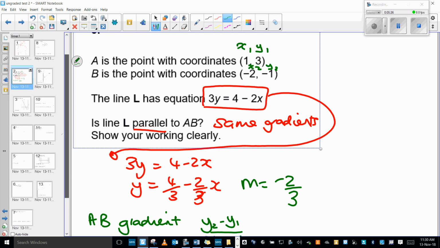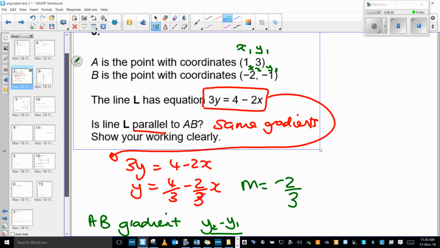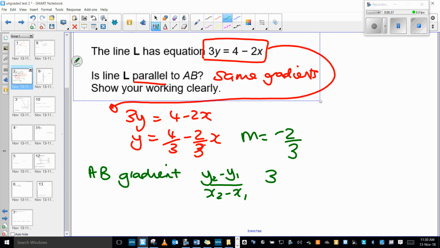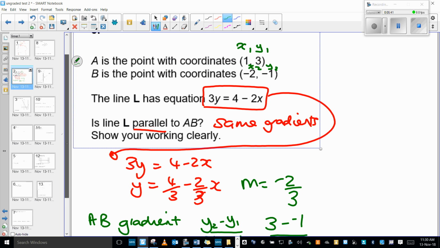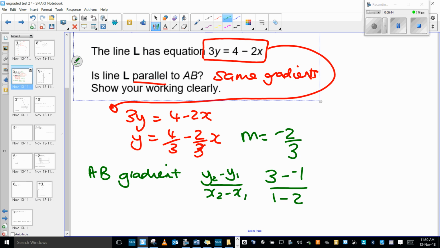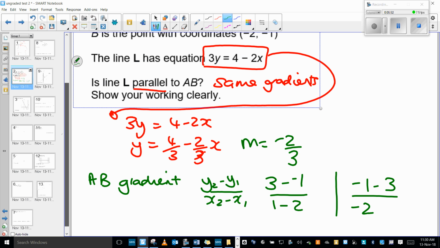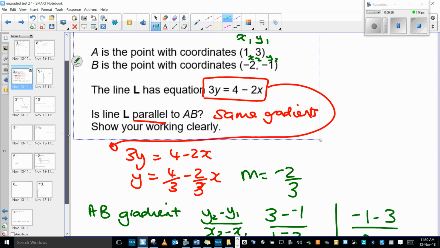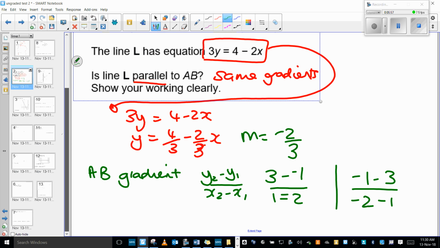And remember, at least one person did switch them around. Remember, it doesn't matter which one is 1 and 2 as long as you're consistent. So we've got either 3 subtract negative 1, I'm going to go with that, over 1 subtract negative 2. You could have done negative 1 subtract 3 over negative 2 subtract 1. Okay, you could have done either of those two.